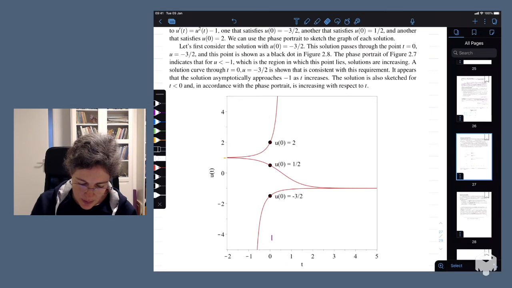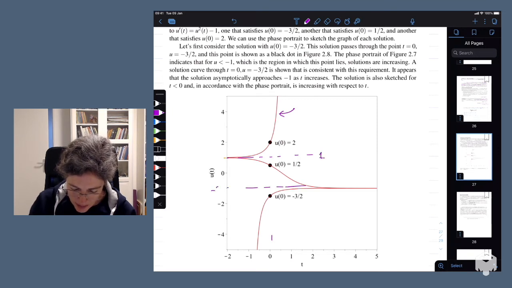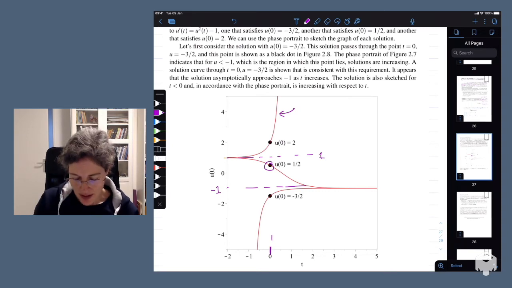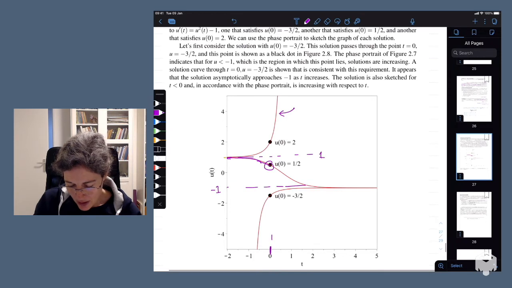This was the bit that we sketched. Notice that this is our important 1 line, and this is our important -1 line. If you happen to start somewhere between -1 and 1, thinking about this as t equal to 0, on the negative t side, you must have been tending towards our fixed point, or alternatively going back, you're tending towards the 1. But on this side, you must be tending towards the -1.